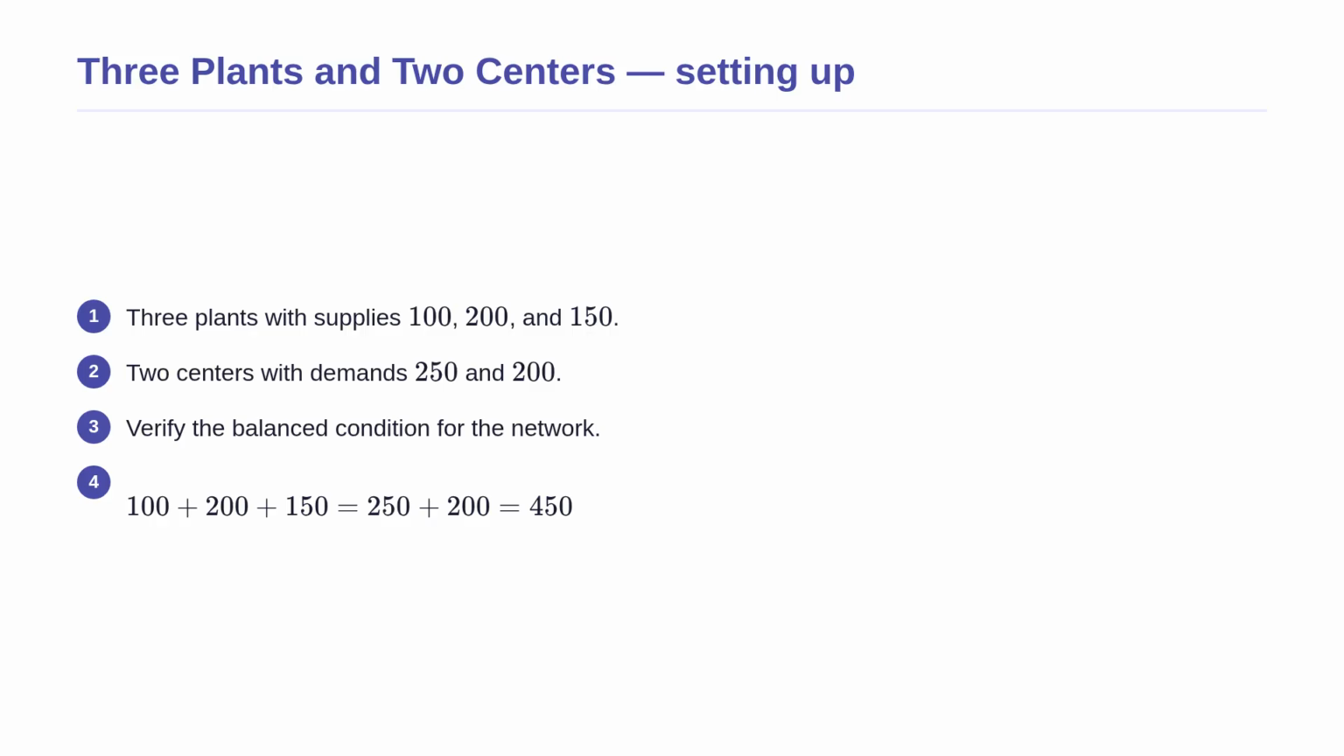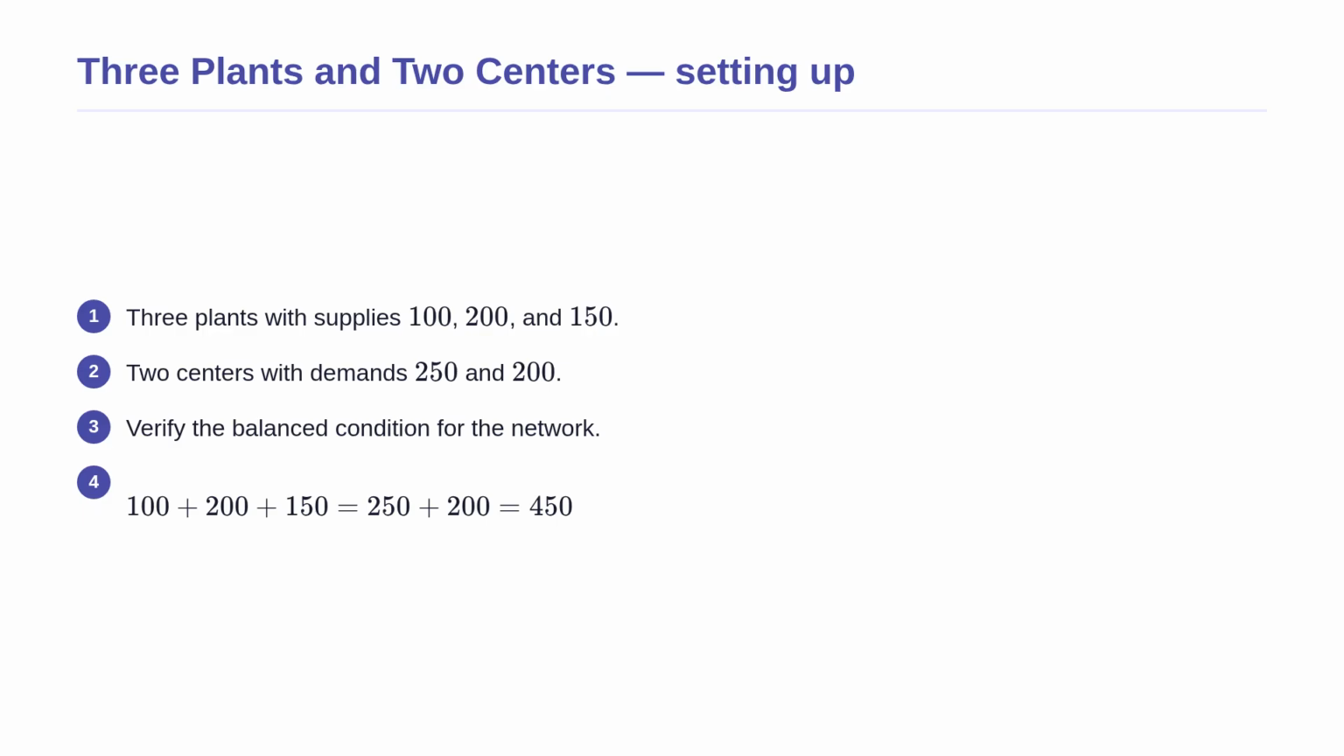A company has 3 manufacturing plants with supplies of 100, 200 and 150 units. They ship to 2 distribution centers, demanding 250 and 200 units. We use the exact same strategy. First, we check the balance.